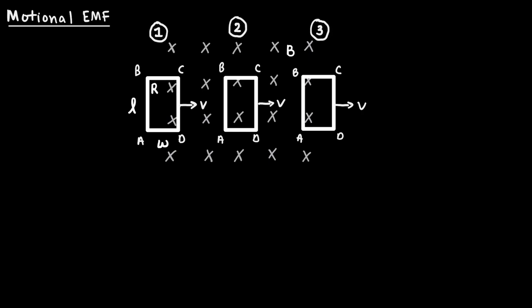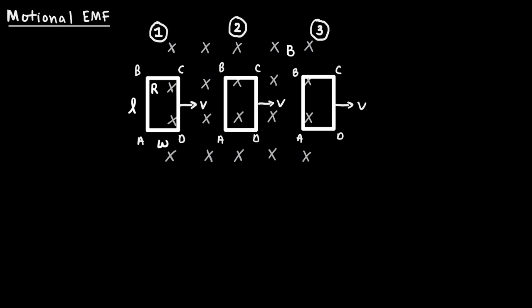In this example, there is a conducting square that has dimensions L and W that's moving with a constant speed v as it enters and then later leaves a region where there's a uniform magnetic field of strength B. The resistance of the conducting square is R, and I'd like to find the magnitude and direction of the current that flows in the loop at each of these three locations.